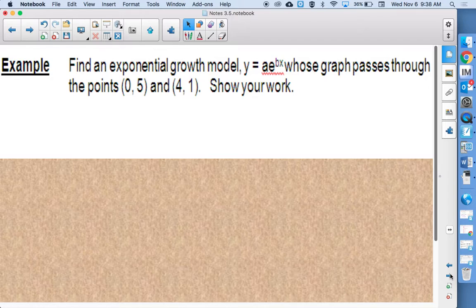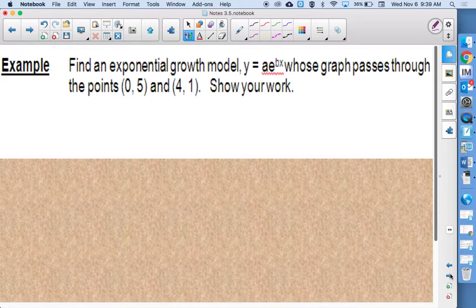So if we're trying to find an equation, thinking back to chapters 1 and 2 when we were trying to find equations, and it passes through specific points, and you're given the equation, in this case y equals ae to the bx. What is one thing that you can do when you have points and you're given an equation? Dylan? Plug them in.